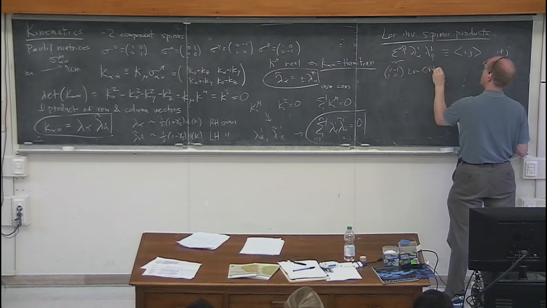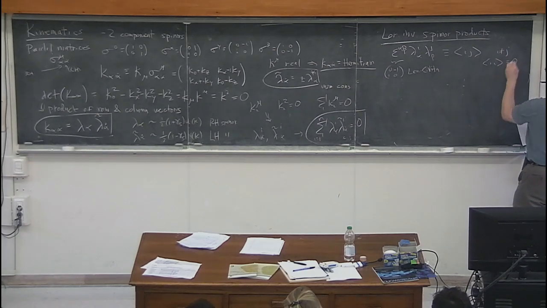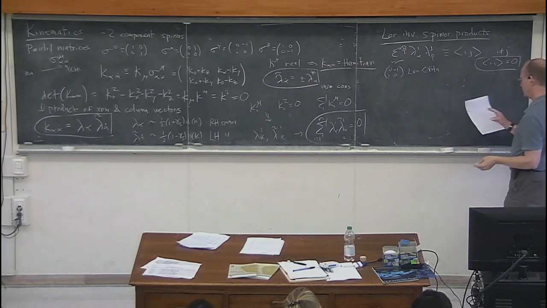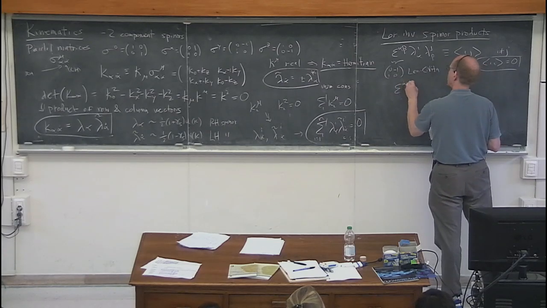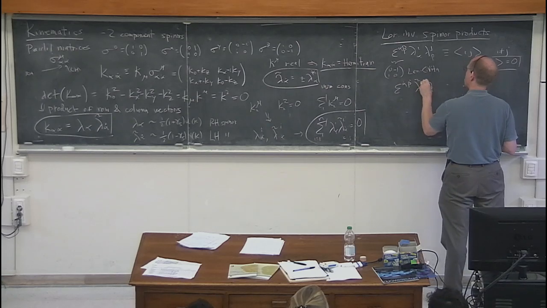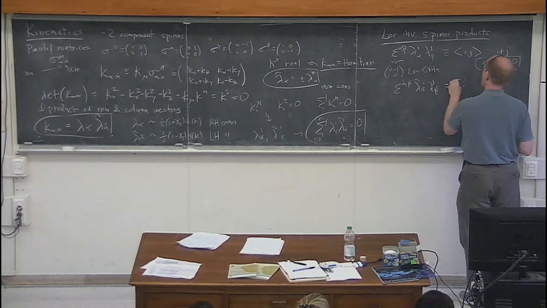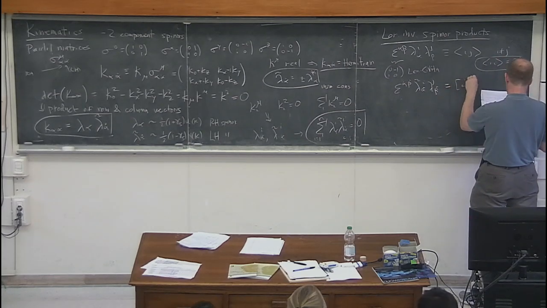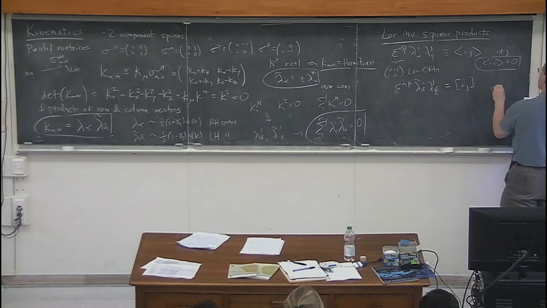And then there's a similar construction for the left-handed spinors, which involves square brackets. And again, if they're the same, it's 0.